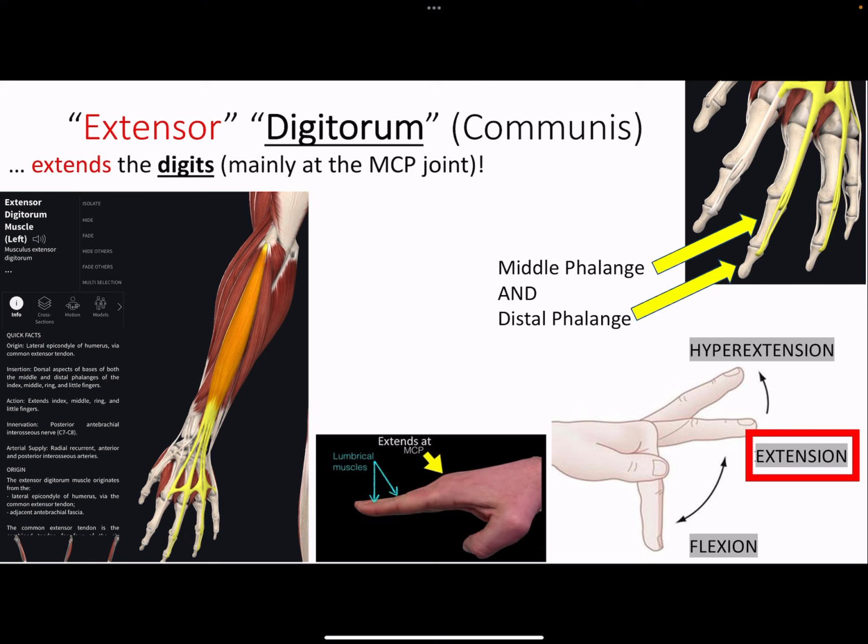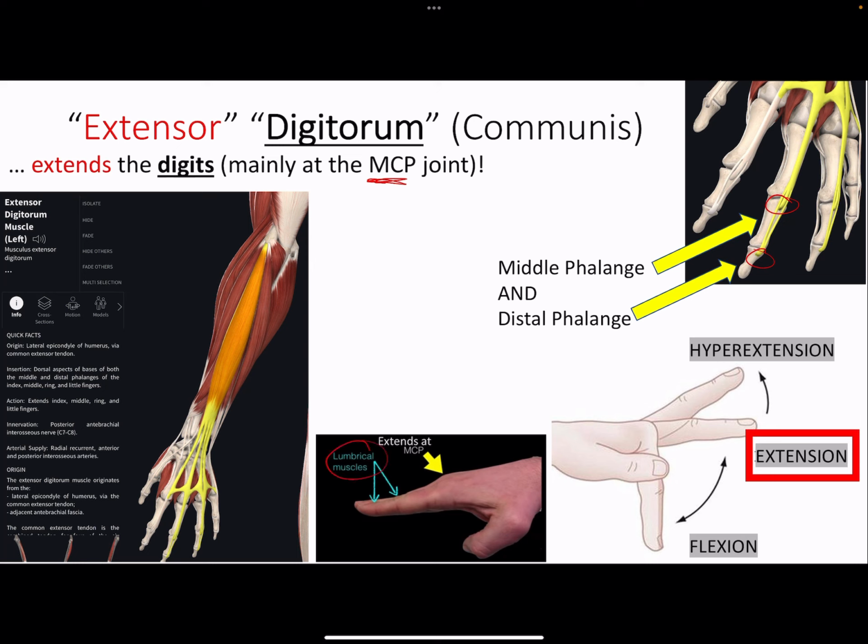Extensor digitorum, sometimes called extensor digitorum communis. This extends the digits. So for the flexor digitorum, we had a superficialis that went to the middle phalanges and a profundus that was deeper that went to the distal phalanges. Here we just have one. And it goes to both the middle phalanx and the distal phalanx. It does extend at the MCP, the PIP, and the DIP. But it's mostly effective at extending the MCP joint.